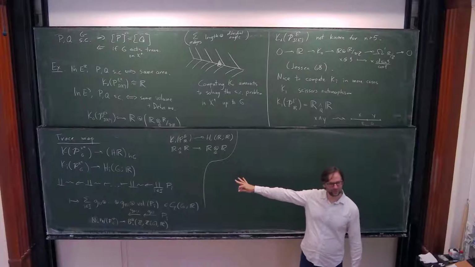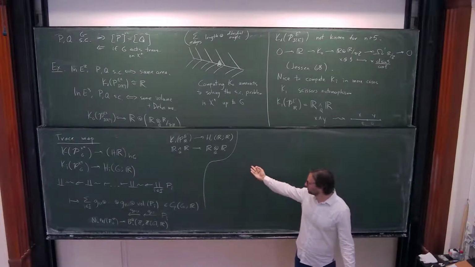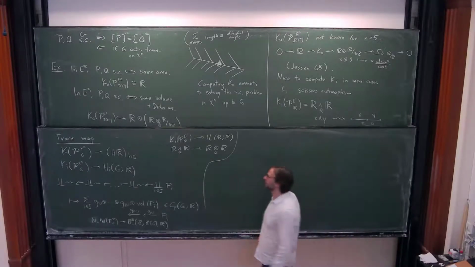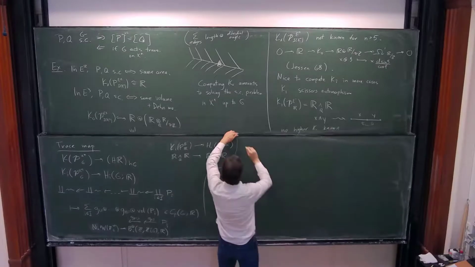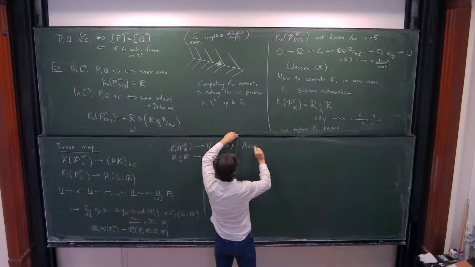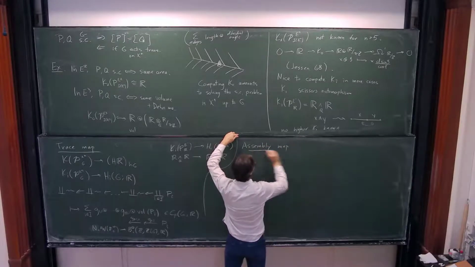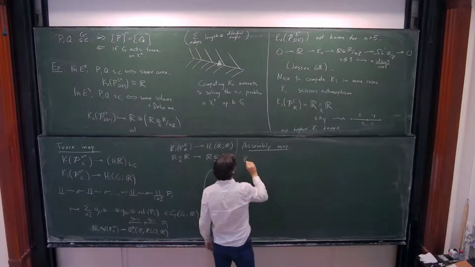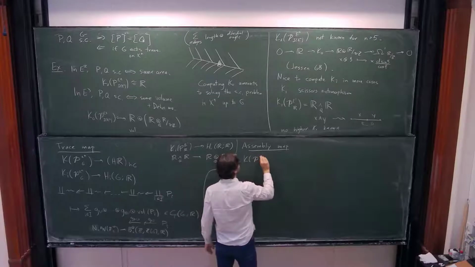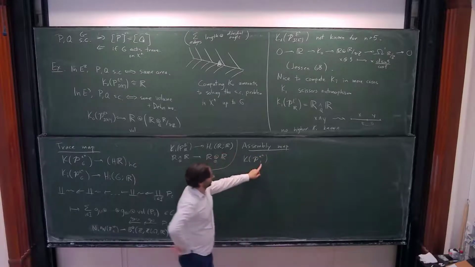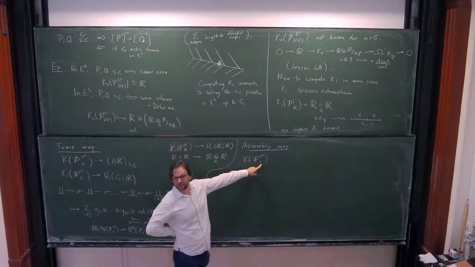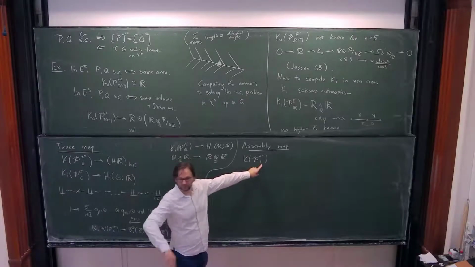Okay, so the first tool is this trace map. It's pretty simple, it's very straightforward to calculate. And then the next tool is an assembly map. This is what I alluded to at the beginning of the talk. So the assembly map is going to be a map from K of polytopes, but I'm not going to apply any isometries at all. So everything is to stay fixed.